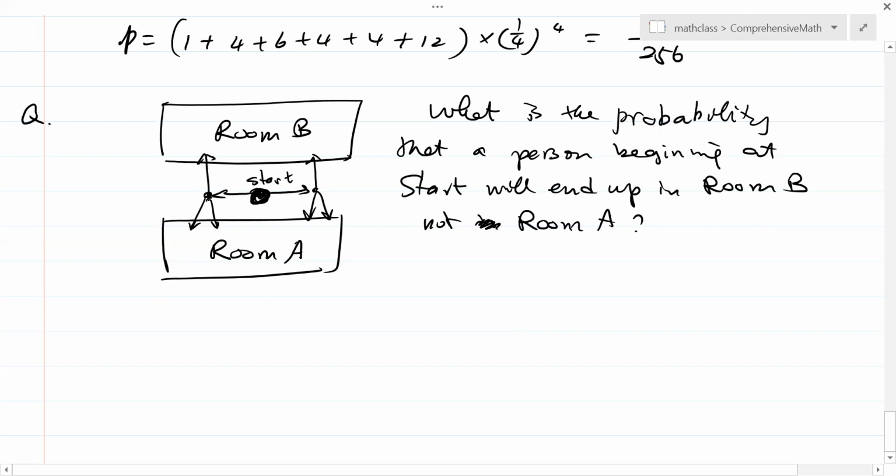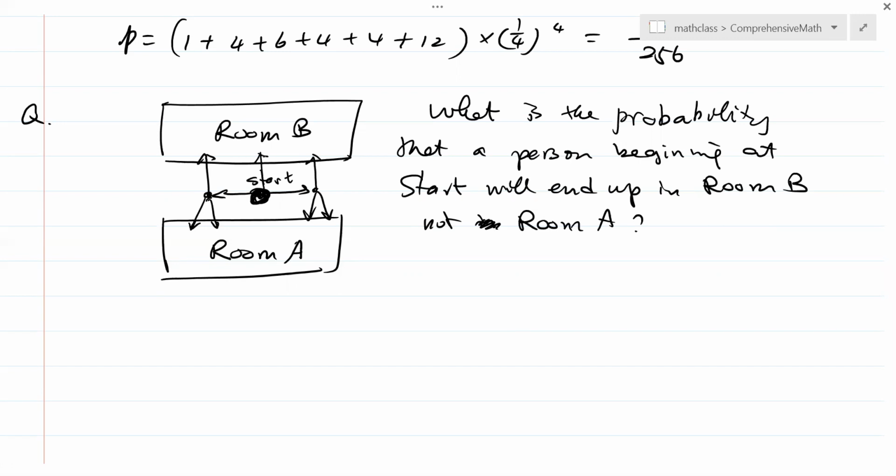Oh, sorry. Let me add another one. Let me change it this way, to make it a little bit different. So let's modify this problem. I forgot to draw this path.